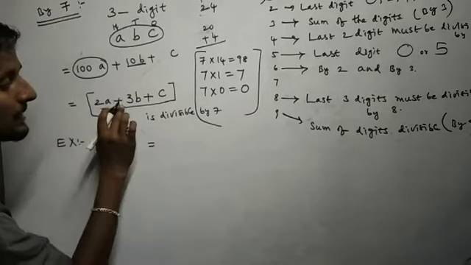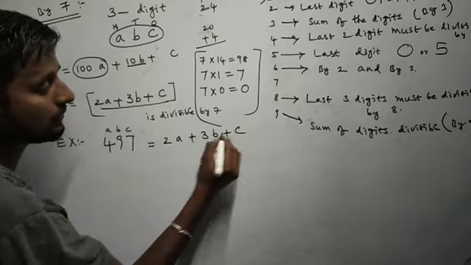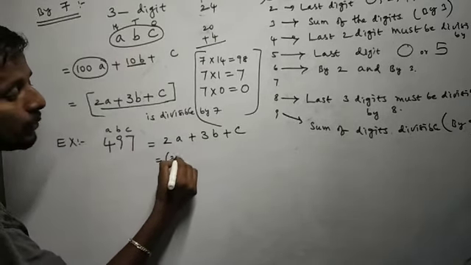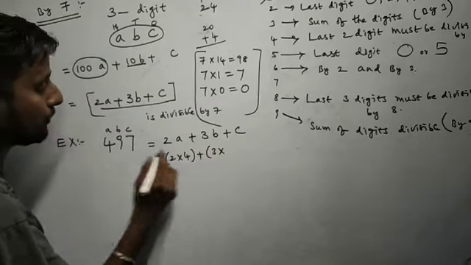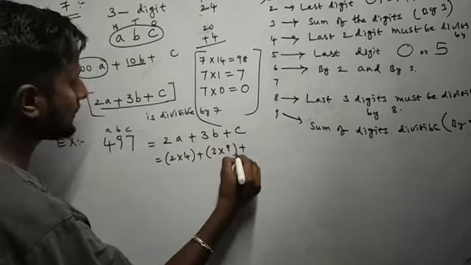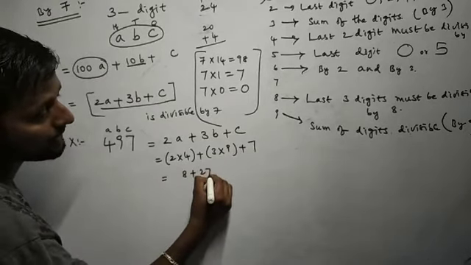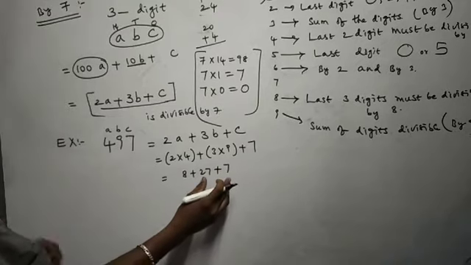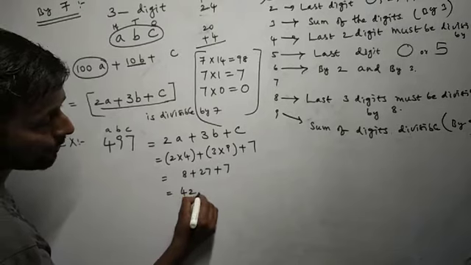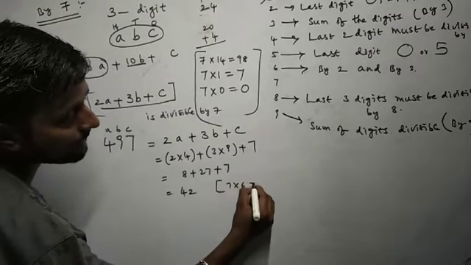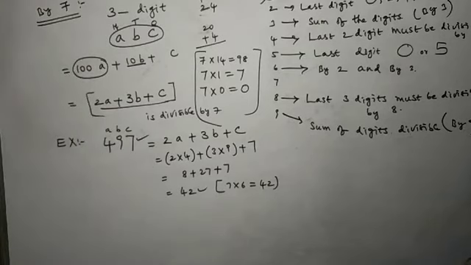Now this is the formula: 2A plus 3B plus C. To calculate, 2A is 2 into the A digit, 4, plus 3 into B, 9, plus C as it is, 7. 2 4s are 8, 27 plus 7 is 34, 34 plus 8 is 42. And I can say very clear, 7 6s are 42. So 42 is divisible, so the number is also divisible.